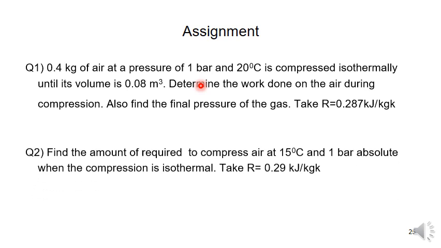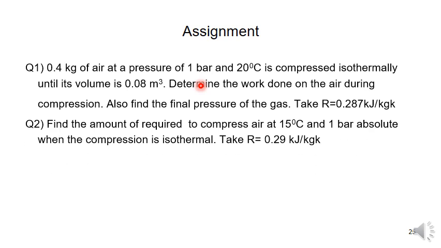Next, find the amount of heat required to compress air at 15 degrees centigrade and 1 bar absolute when the compression is isothermal. Take R is equal to 0.29 kilojoule per kg Kelvin. Finding the amount required means Q. Q is nothing but the W. So can you calculate that W? Here also they have given that the compression is isothermal.